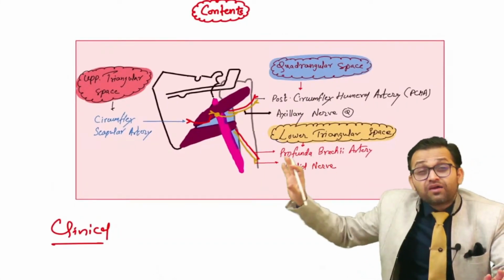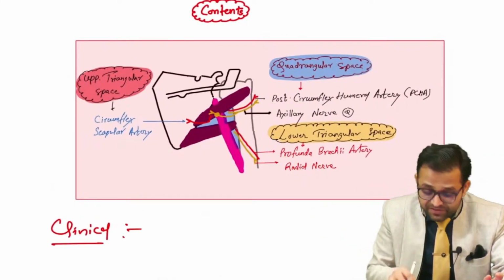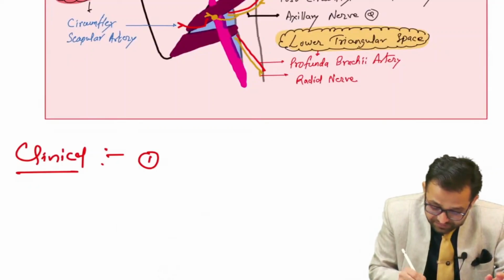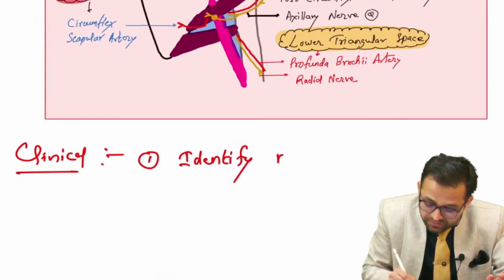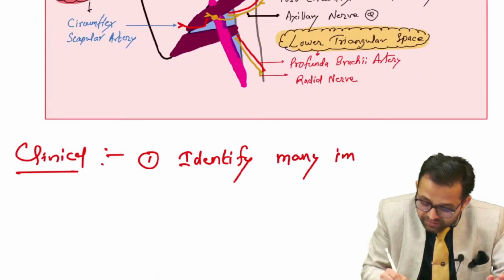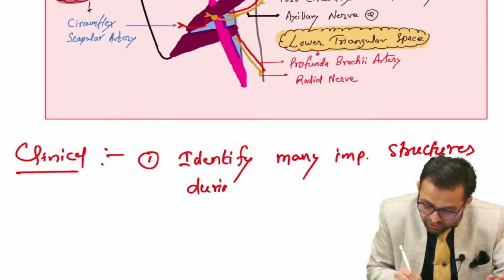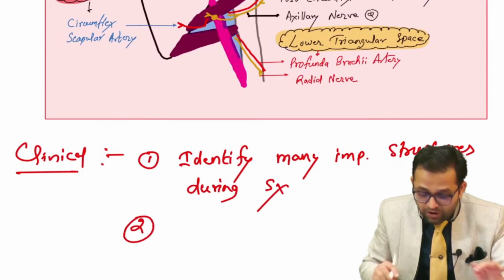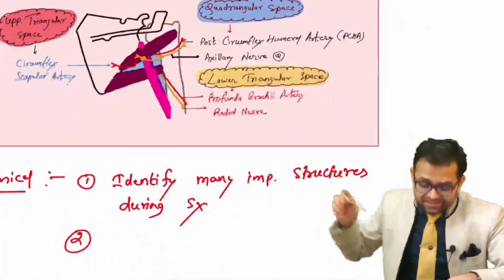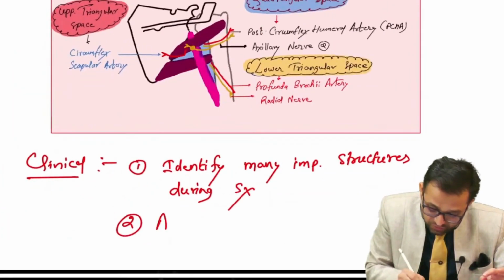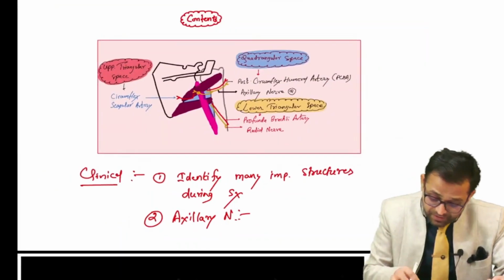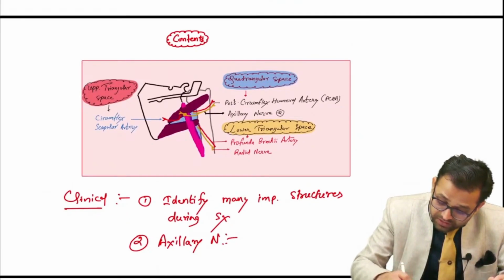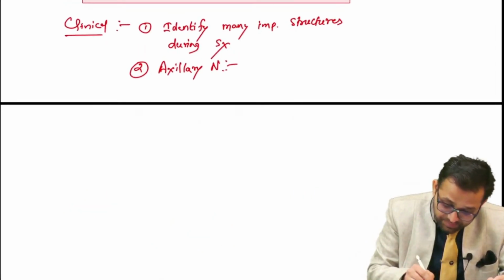Yes, these are very important to identify the different structures during surgery. Okay, it helps to identify many important structures during surgery. Now try to understand. Sir, here is the axillary nerve, correct sir? So the axillary nerve, it can be damaged here. Okay, so what I want to tell you, the clinical point in this separate slide.